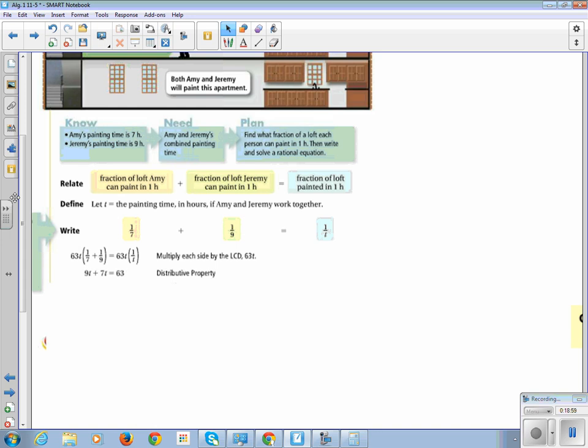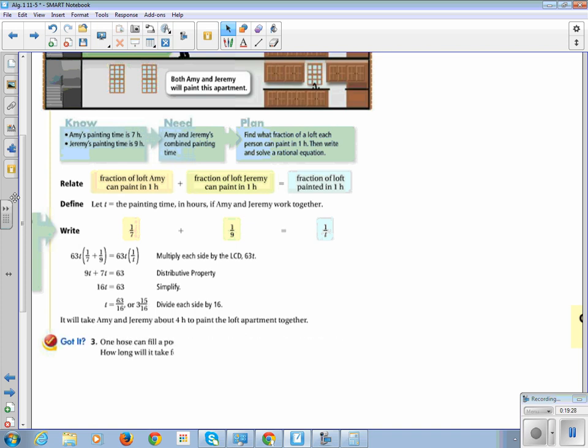We multiply that out. We get 9t plus 7t equals 63. 9 plus 7 is 16, so we get 16t equals 63, and then we divide. And we get t is equal to 63/16, or 3 15/16, or almost 4 hours. So it'll take Amy and Jeremy about 4 hours to paint the loft apartment together.